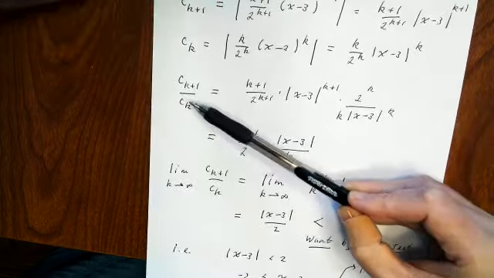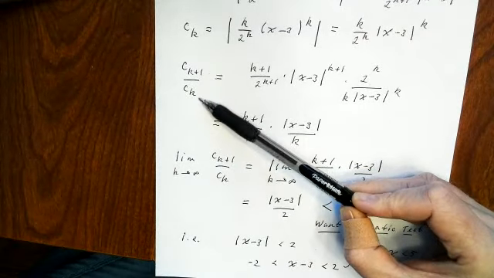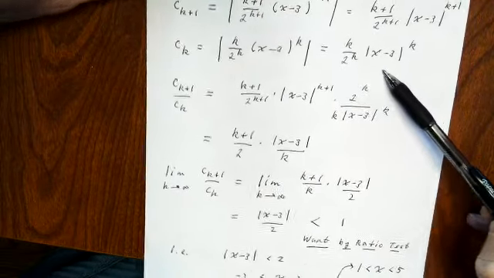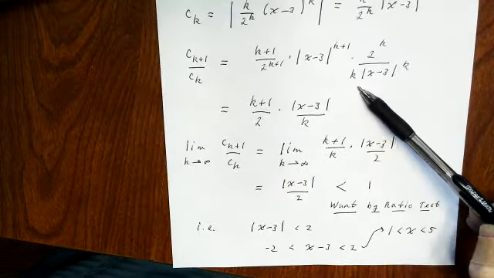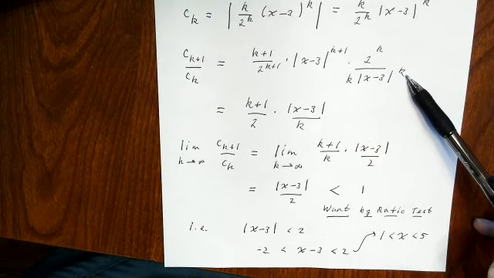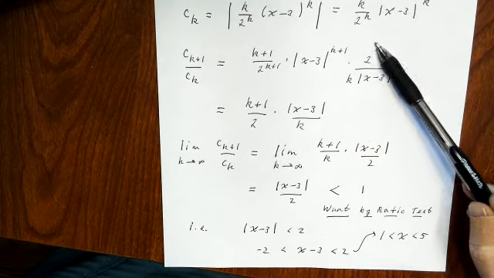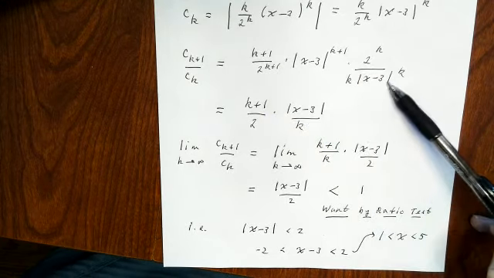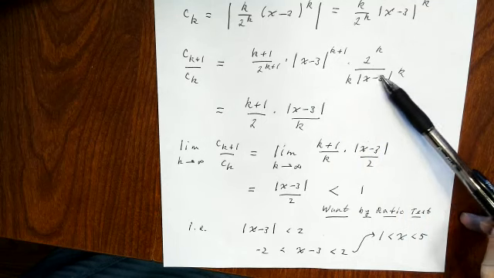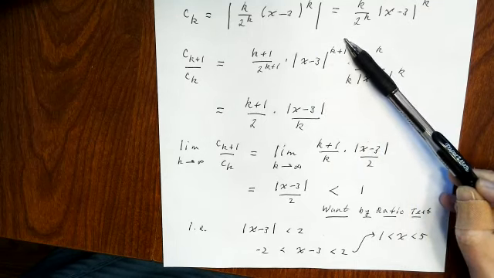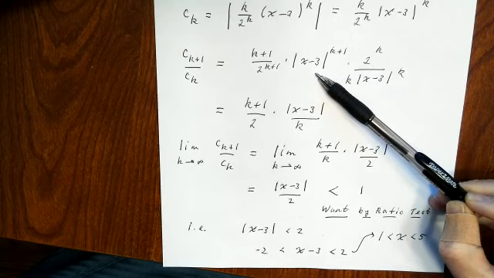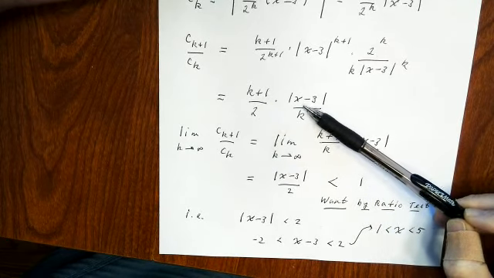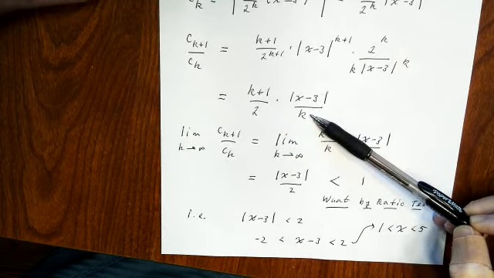The ratio test says that we look at the ratio c sub k plus 1 over c sub k, which I've done, and again I inverted and multiplied, which is where the 2 to the k over k times absolute x minus 3 to the k power came from. Cancellation. 2 to the k cancels with all of this except 1 power of 2. X minus 3, absolute value to the k, is going to cancel with all of this except 1 of absolute x minus 3 to the first power. So I'm left with k plus 1 over 2, absolute value of x minus 3 over k.